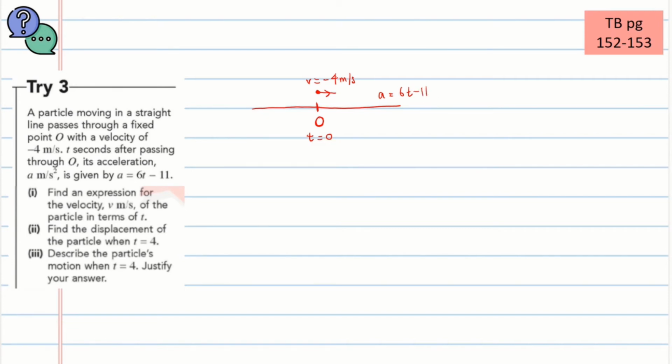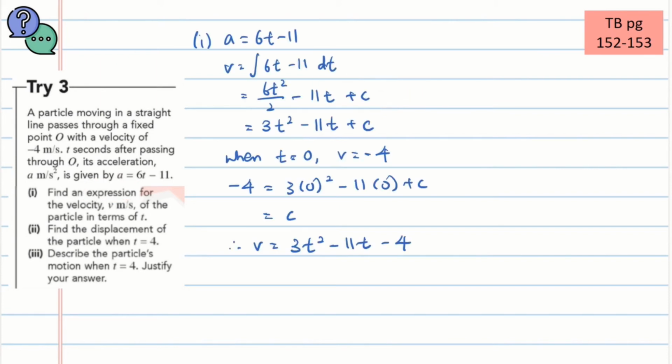In part I, we want to find an expression for the velocity of the particle in terms of t. Earlier on, right at the beginning, I shared that velocity is the integration of acceleration, because we know that integration and differentiation are just opposite of each other. So to find the velocity, I will do my integration. Do take note that my integration is an indefinite integral, so there is a plus c. Do be very careful about that.